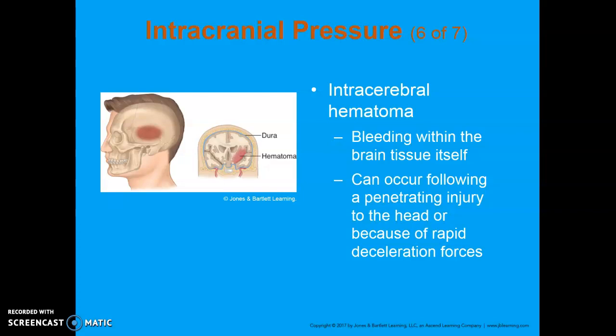Intracerebral hematoma is bleeding within the brain itself. It can occur from a penetrating injury or a massive deceleration force. You end up with many small, deep hemorrhages that are often associated with other brain injuries as well. Intracerebral hematomas have a very high mortality rate. Even if the hematoma is evacuated by a surgeon, they still tend to have some pretty massive consequences.